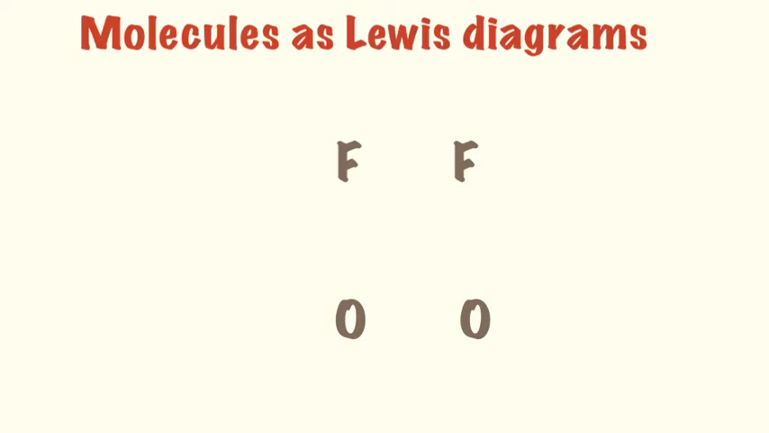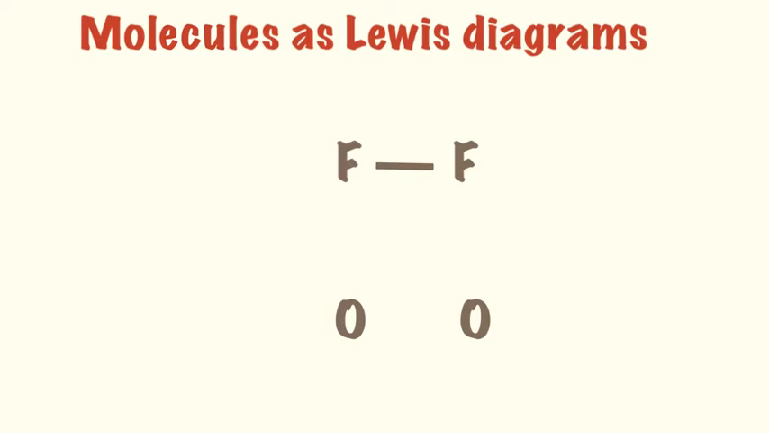All right, I've got a fluorine molecule, F2, and I've got an oxygen molecule. Now, fluorine has a single bond between the two atoms. I know this because each atom requires one electron. The number of electrons we require means the number of bonds you have to form or number of electrons you have to share. So let's give our fluorine molecule its bond.